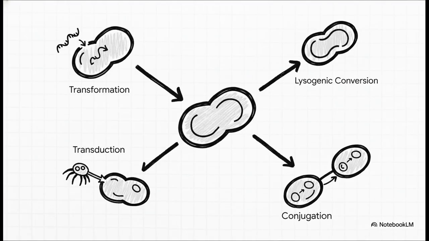Okay, high-yield alert for your exams. You have to know these 5 mechanisms. Transformation is when a bacterium just grabs naked DNA from its environment. Transduction uses a virus as a shuttle to carry genes from one bug to another. Conjugation is direct cell-to-cell transfer. Think of it like a bacterial handshake. And transposition involves jumping genes that can move around. These are the highways for traits like antibiotic resistance to spread.